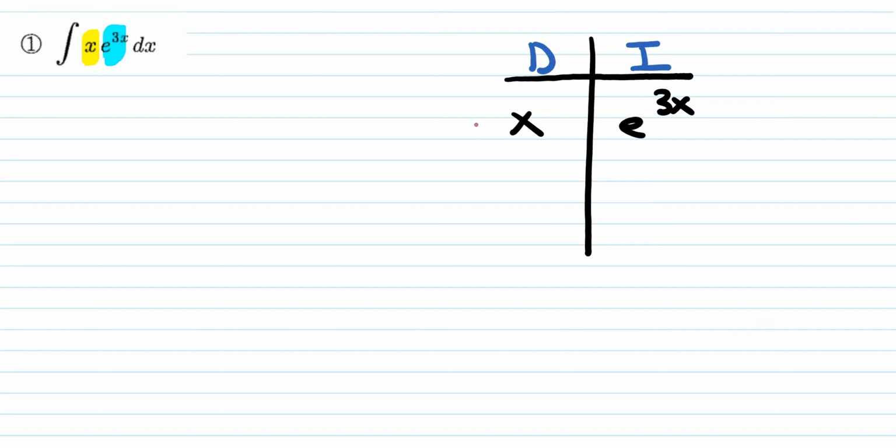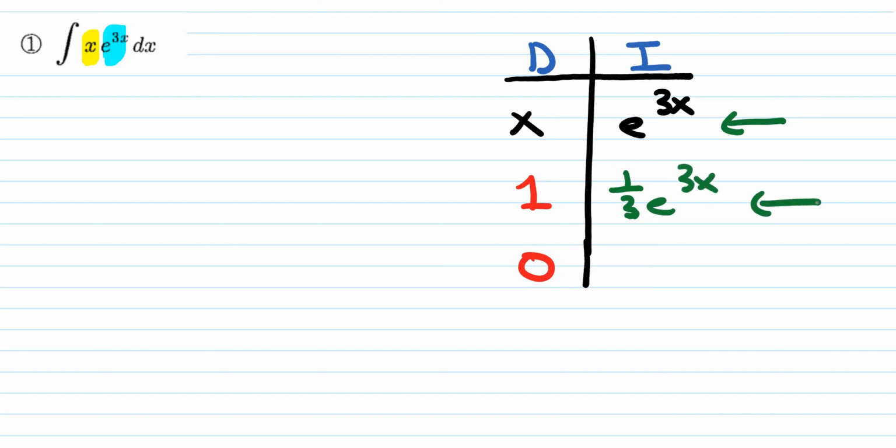Let's find the derivative of x. The derivative of x is going to be 1, and then the derivative of 1 is going to be 0. All right, so that takes care of the derivative column. It's pretty quick. And then we can find the antiderivative of e to the 3x, which is 1/3 e to the 3x. And then the antiderivative of 1/3 e to the 3x is going to be 1/9 e to the 3x. So that was a pretty quick table.